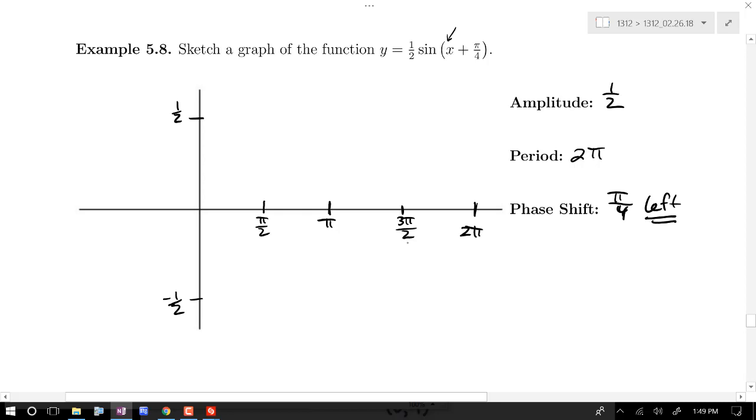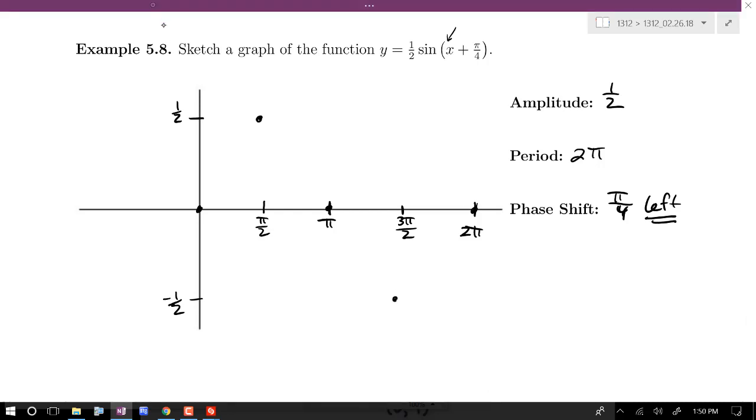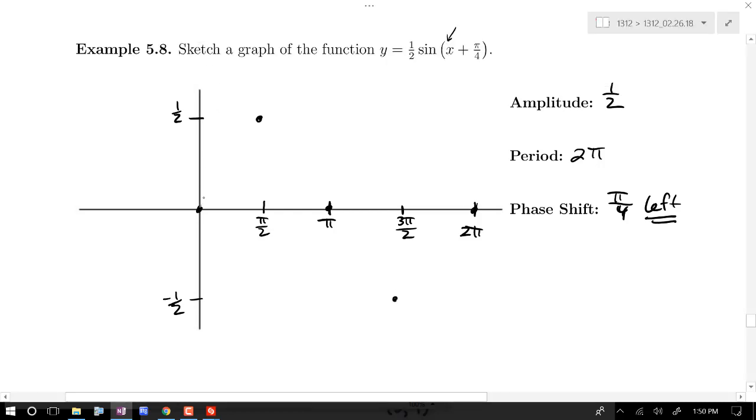So we're first going to just graph 1/2 sine of x and forget about the phase shift for a second. So the sine starts at 0. This is a positive sine, so it goes up from there. So there's the graph without the phase shift.